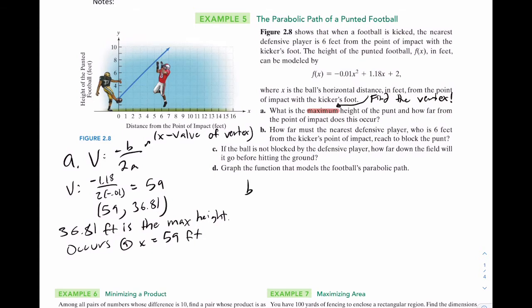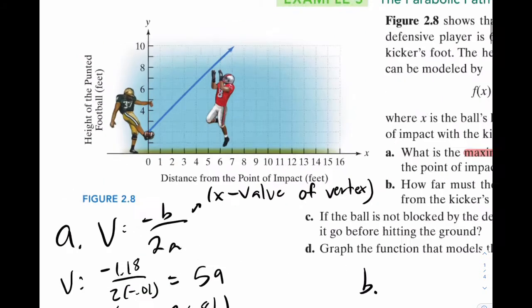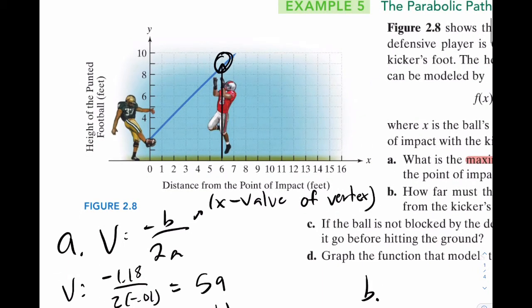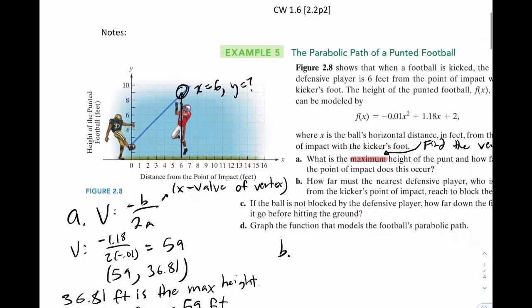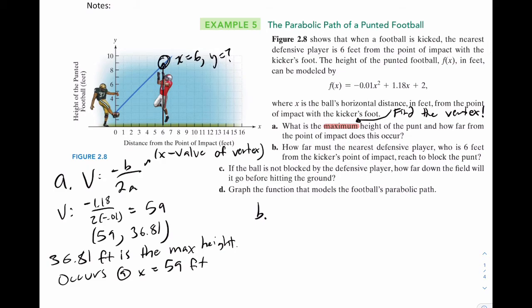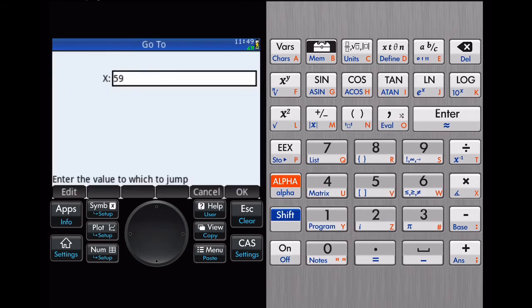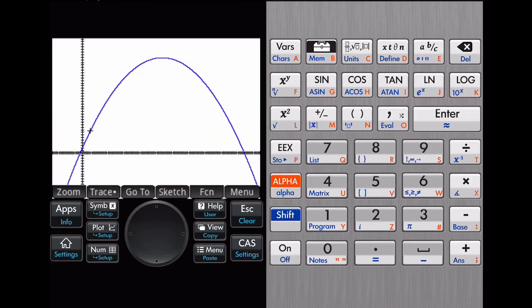For part B, it says, how far must the player who is 6 feet from the kicker's point of impact reach to block the punt? So if you imagine you're this dude right here, you're trying to figure out how high do I need to jump to block right there. So essentially we're saying if x equals 6, what does y equal? So of course we could just plug it in, but again, I want to show you how your calculator can do this. So we come back here, we're going to hit go to. It says enter the value to which to jump. I want to jump to 6.